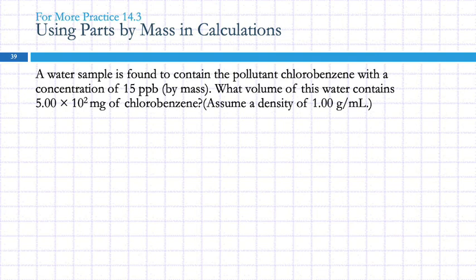So again, let's highlight the numbers and highlight the question and the volume of water. So 15 parts per billion, and I'm just going to call chlorobenzene CB because we really don't care about its chemical formula here, and I don't want to write all of that out. What does parts per billion mean?